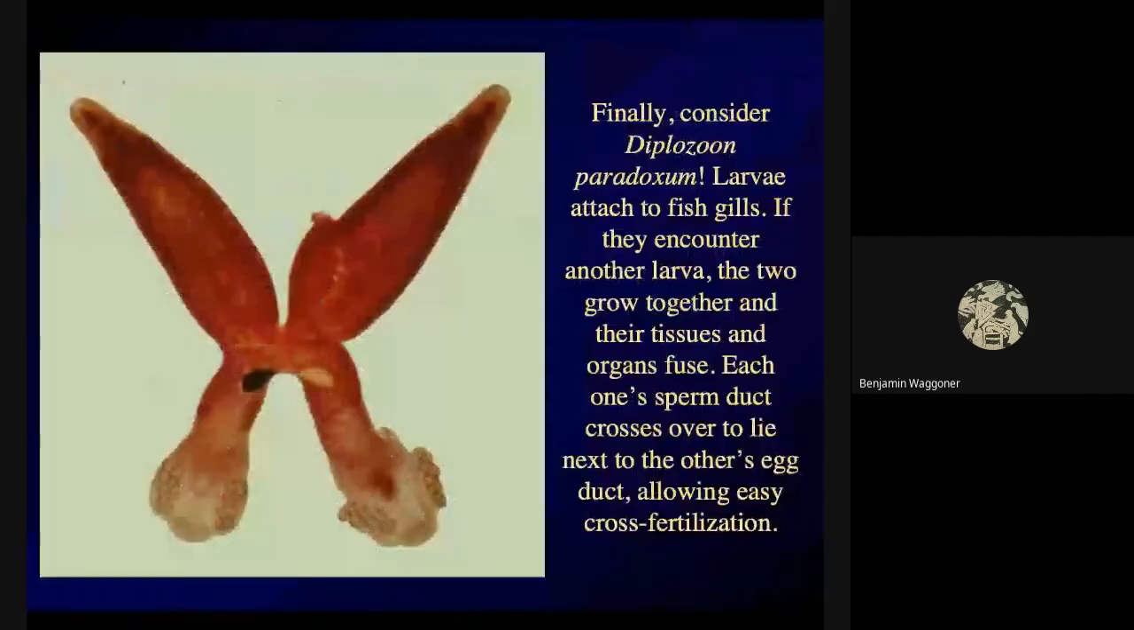Last one. One place where you see monogeneans a lot is on fish gills. And this is one. This is a parasite of European carp called Diplozoon paradoxum. The larvae attach to fish gills, and if they never encounter another larva, they die. But if they do encounter another larva, the larvae will grow together, and their tissues and organs will fuse, and each one's sperm duct will cross over in such a way that it will lie right next to the other one's egg duct. So each one will cross-fertilize the other. Each one will fertilize the other one's eggs.